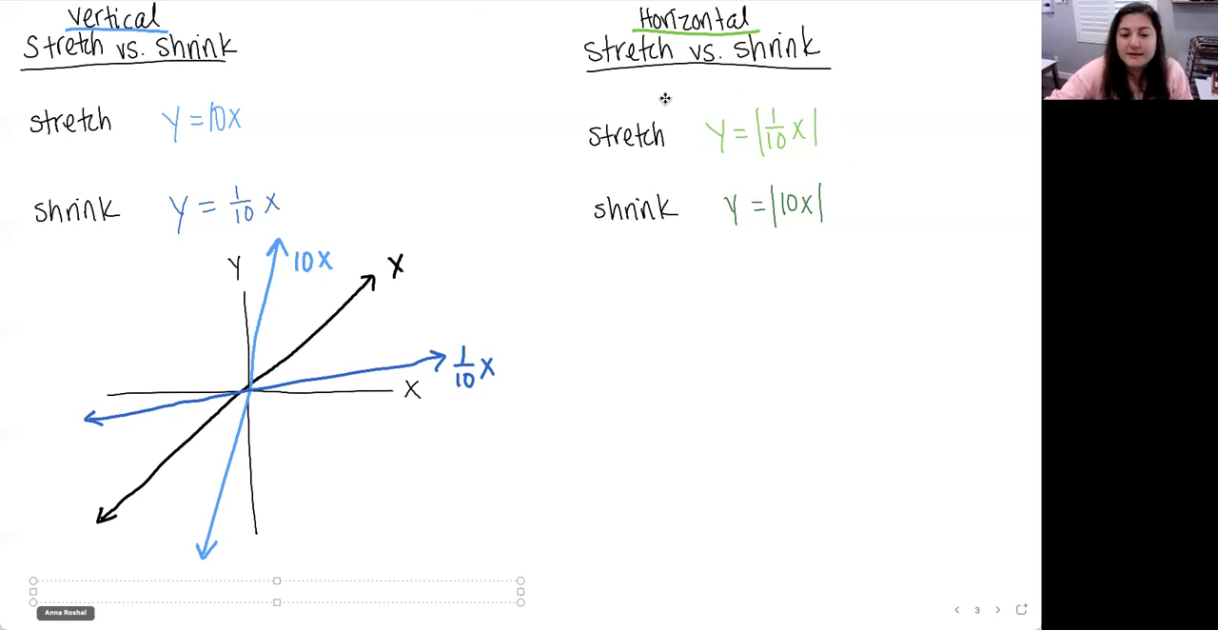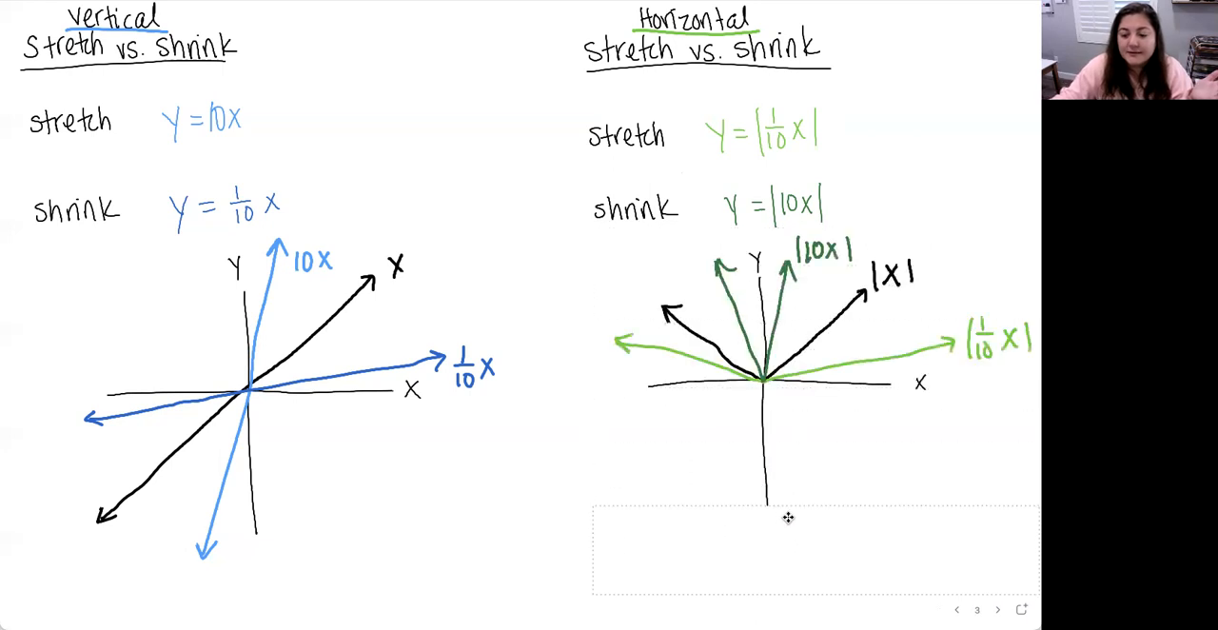Now, the other piece is, see how there's no parentheses, right? And because there's no parentheses, we're just going to leave it as is. So now when we take a look at horizontal, again, we're going to flip that logic. We're going to flip that piece of information. So a stretch, instead of being multiplied by 10, we're actually doing 1/10. And a shrink, instead of multiplying by 1/10, we're going to multiply by 10. But again, it's going to be within whatever absolute value, brackets, parentheses, whatever groupings we have, because it's horizontal and it needs to be attached to the x-axis.